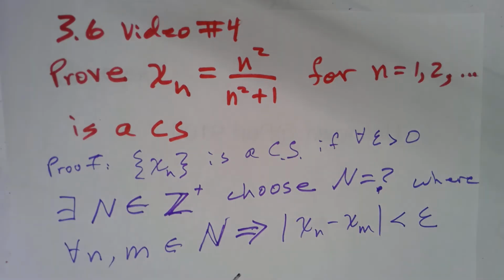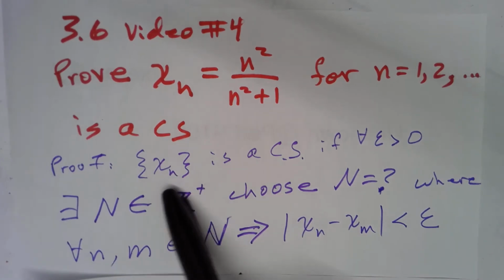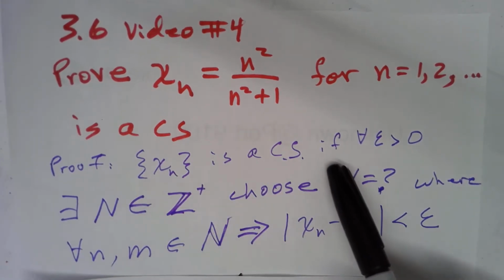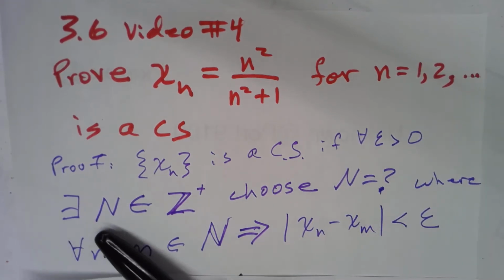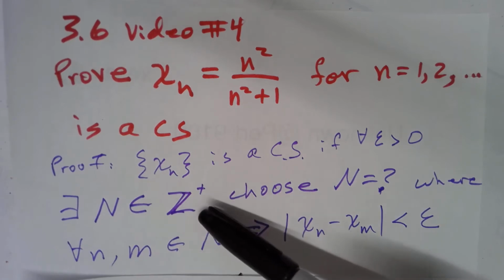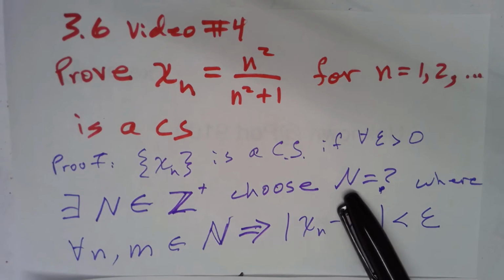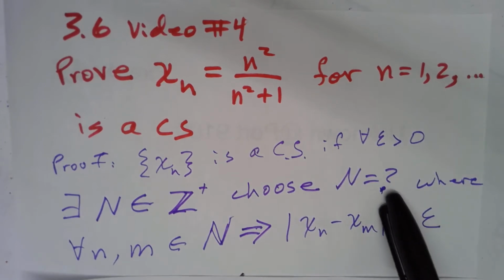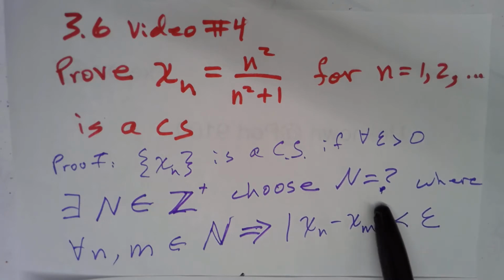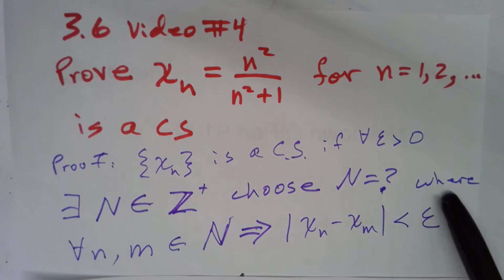So we start off with the proof that x sub n is a Cauchy sequence if for all epsilon greater than 0 there exists an N that is an element of the positive integers. Choose N equal to some number. We don't know what that is, so we have to work it out on scratch paper and figure out what N is, and then we can go back and do our proof.